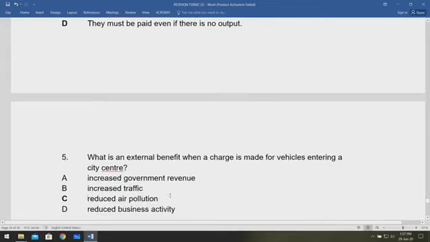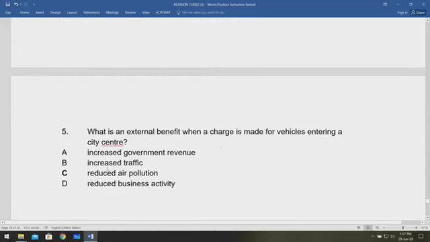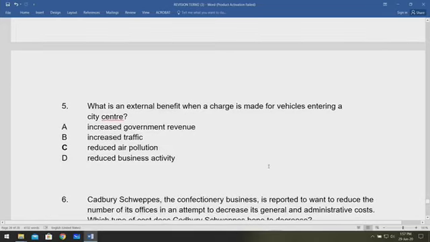Reduced air pollution? Yes. Definitely. And reduced business activity. No, that won't happen. Right. But definitely, when you're charging vehicles for entering the city centre, we will see less traffic, not increased traffic. So because there's less traffic, there's reduced air pollution.